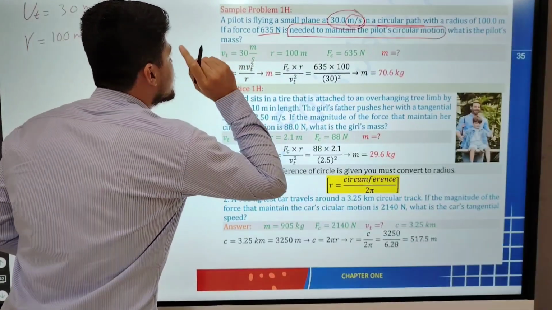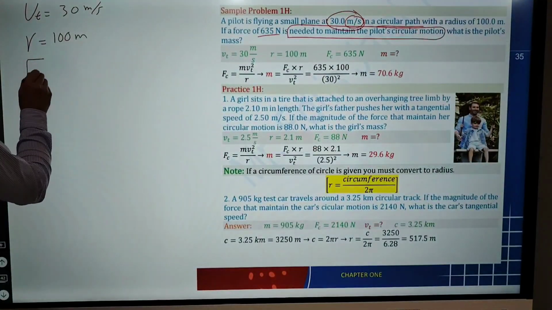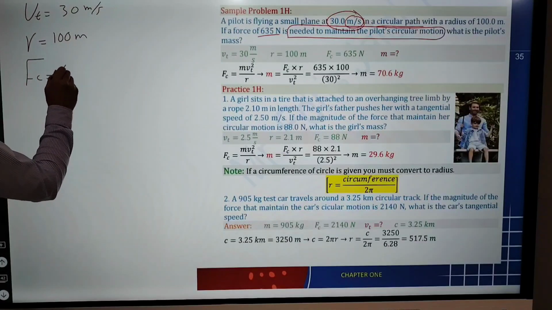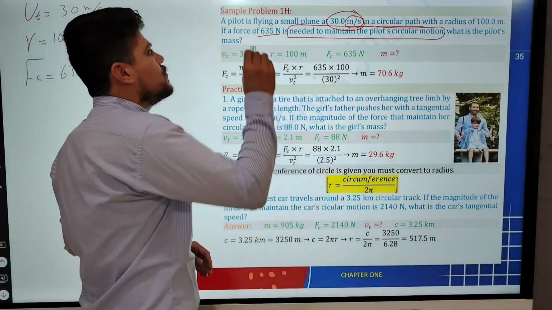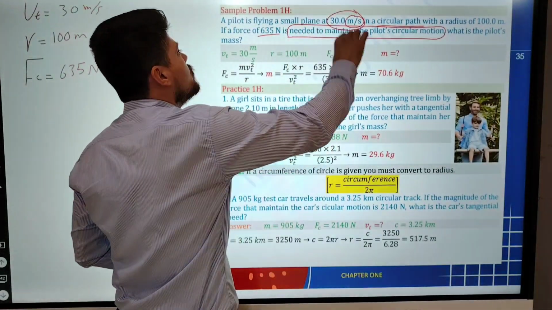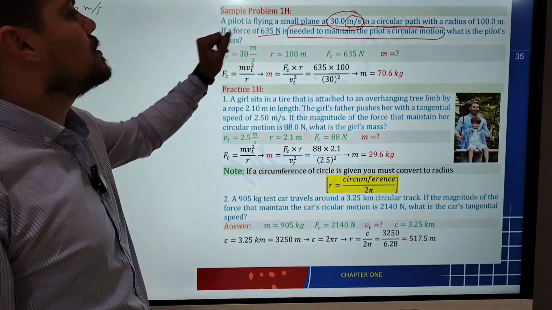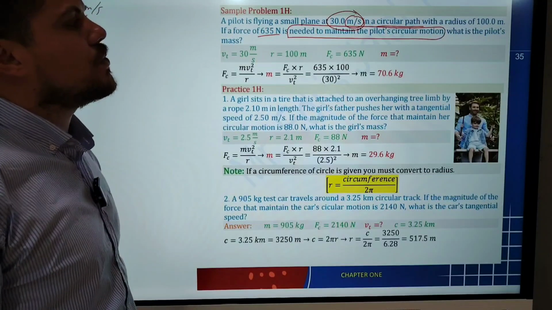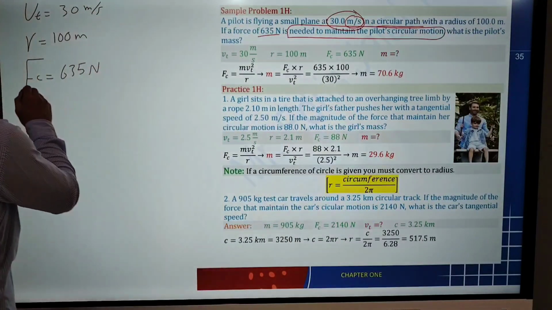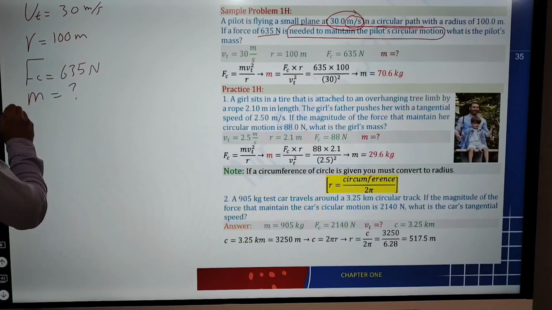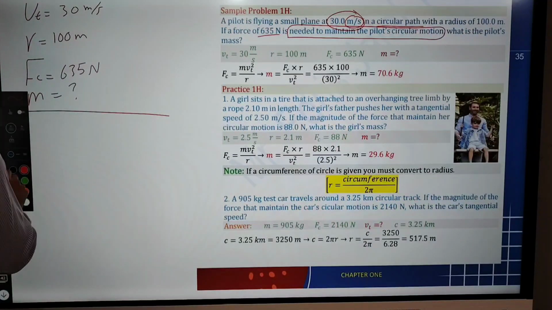Okay? So what is this force? It is Fc. Fc is given, 635 Newton. For any question, if you see the needed force to maintain the circular path, it means that this force is a centripetal force. What is the pilot's mass? It is unknown. Which equation can be used?